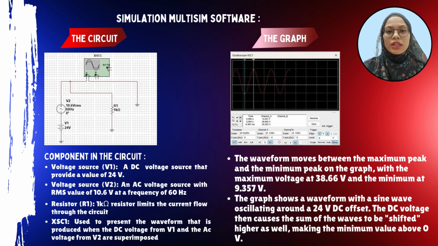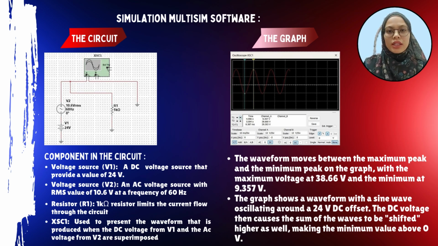Second, V2 is an AC voltage with a root mean square RMS value of 10.6 volts at a frequency of 16 Hz. Third, we have a resistor, R1, where a 1 kilo ohm resistor limits the current flow through the circuit. And the fourth one is SC1, which is used to present the waveform that is produced when the DC voltage from V1 and the AC voltage from V2 are superimposed.